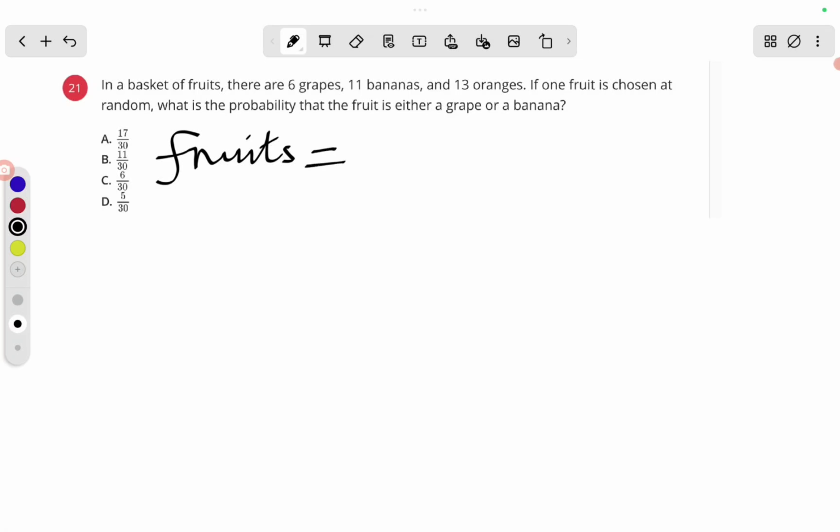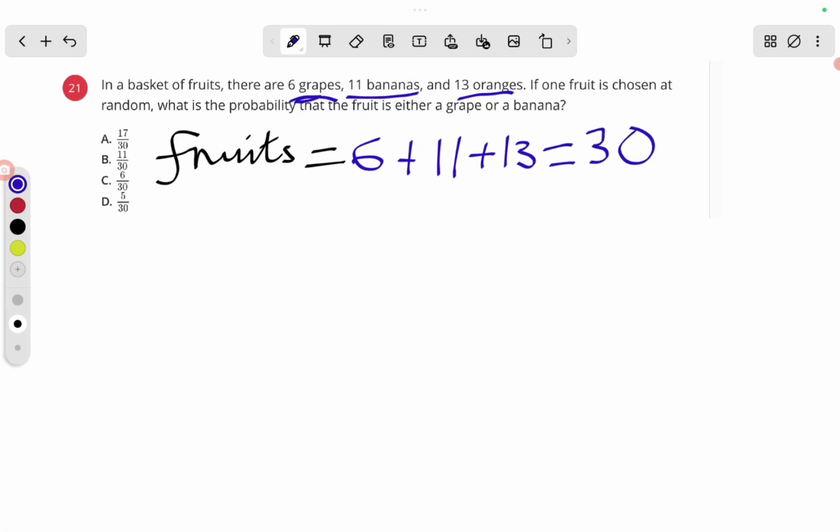Now, the first one, we have 6 grapes, plus 11 bananas, then plus 13 oranges, making how many in total? That is 30. That's the first one. So, we have to find the probability of either grape or banana.